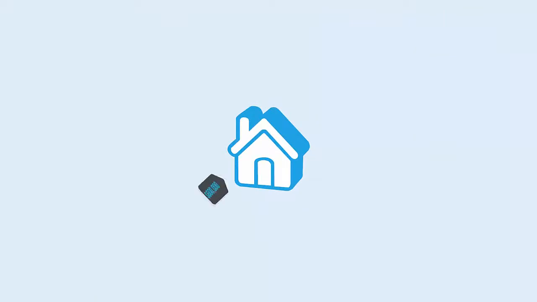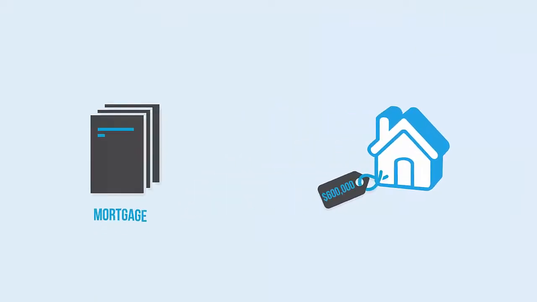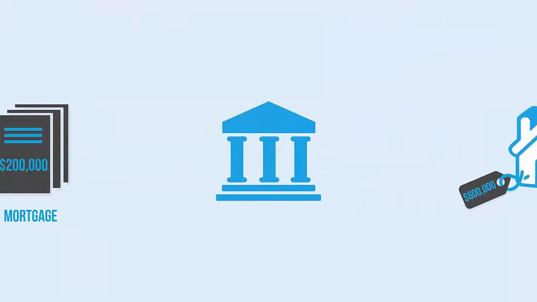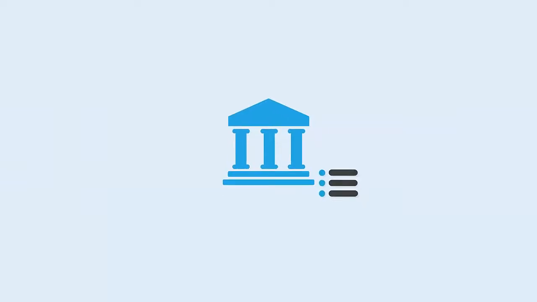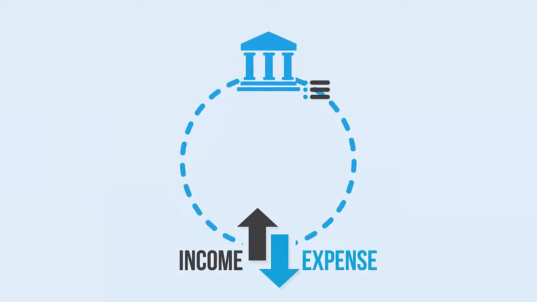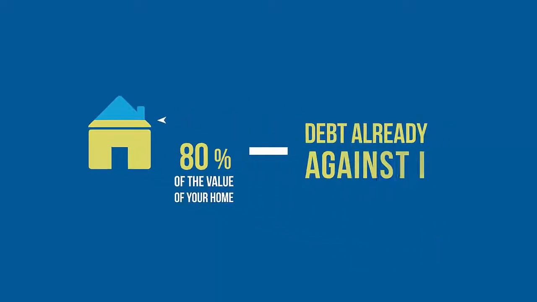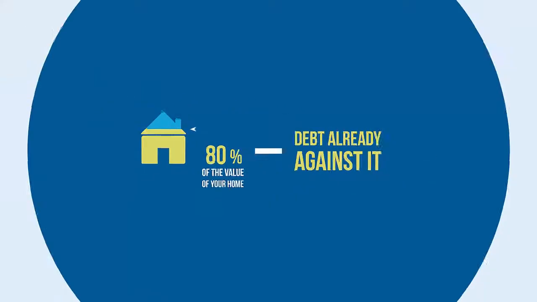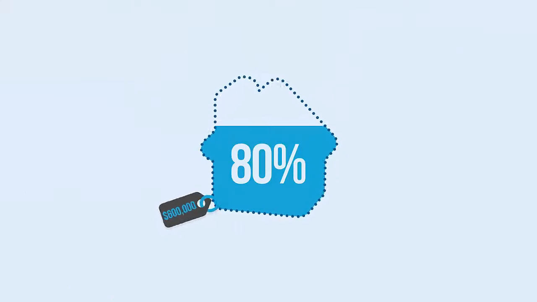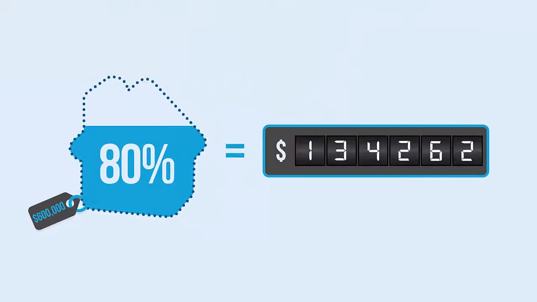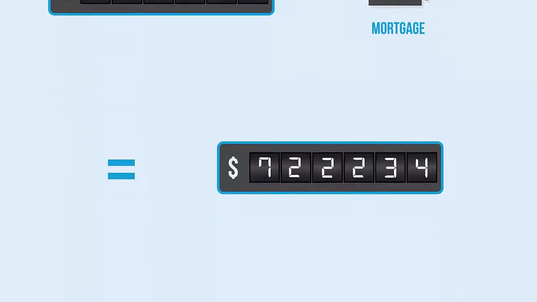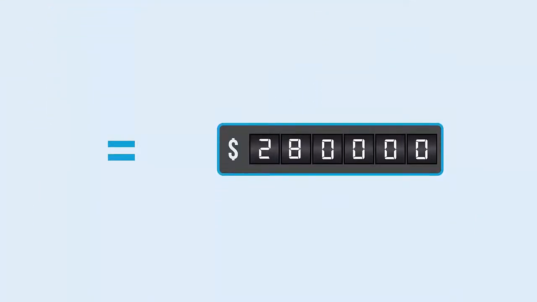Let's say your home is worth $600,000 and you have a $200,000 mortgage. Providing you meet the bank's lending requirements, which comes down to your income and expenses, they'll lend you up to 80% of the value of your home, minus any debt already against it. So in this example, 80% of your $600,000 home equals $480,000. Subtracting your current $200,000 mortgage gives you $280,000 of potential investment equity.